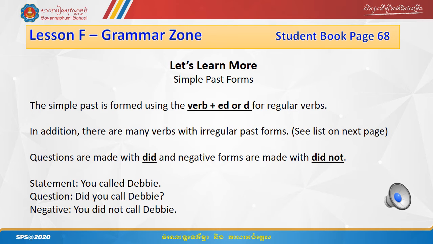Let's learn a little more about simple past forms. Just to review, the simple past is formed using the verb plus ed or d for regular verbs. There are many irregular past forms which we have spoken about, and I've included a list on the next page of the 15 most common irregular verbs for you to look at and study. Now, questions are made with did, and negative forms are made with did not.